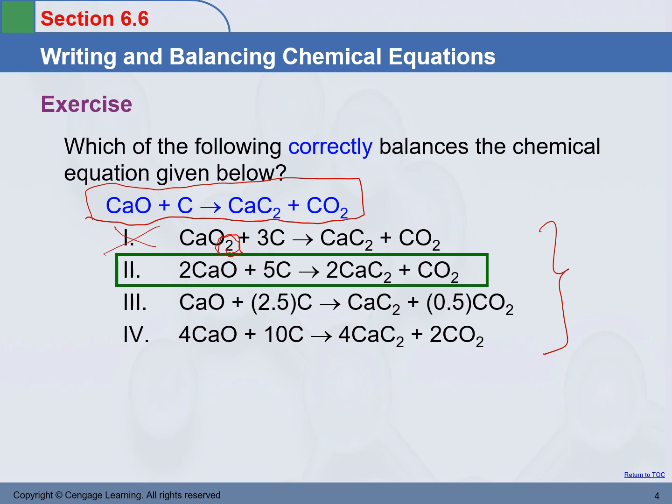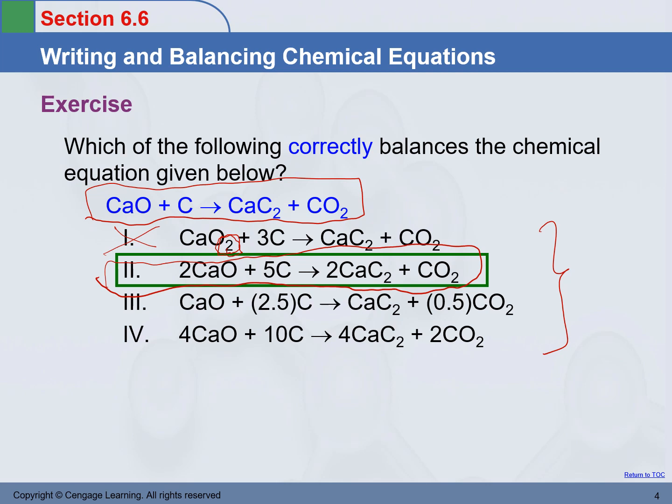Number two, if you look at it, everything is good. So number two is actually the correct answer. Number three, again, you count the atoms of everything. They're all good, all balanced. Well, usually when you balance a chemical reaction, you use whole numbers. You do not use fractional numbers. And that is why it is not correct.